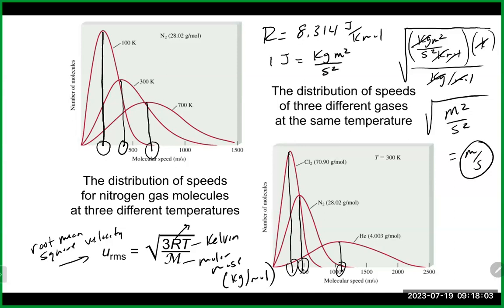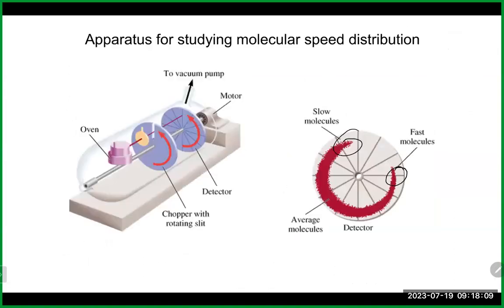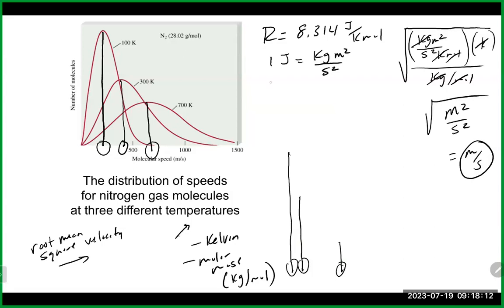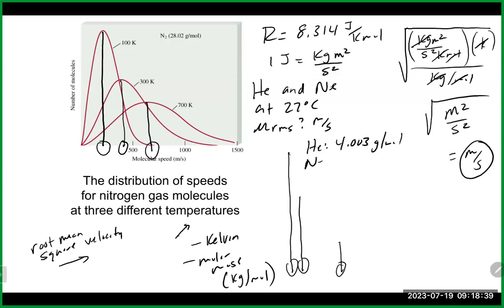Any questions on that there? So let's take a look at the two gases, where we did the partial pressures first. Let's do our helium and neon at 27 degrees Celsius, I think was the temperature. What is the root mean square velocity of each of those gases in meters per second? Helium again is 4.003, and neon is 20.18. All right, so calculate it up, see what you come up with here.